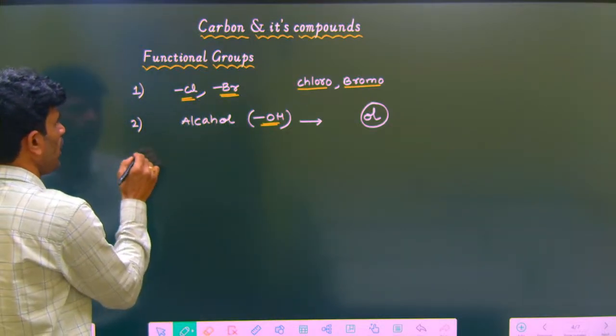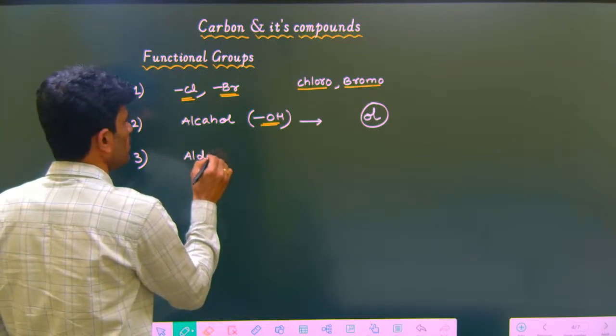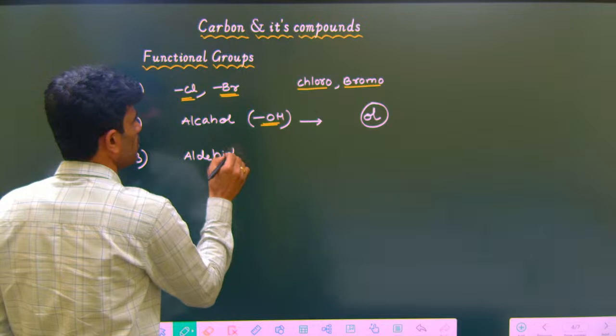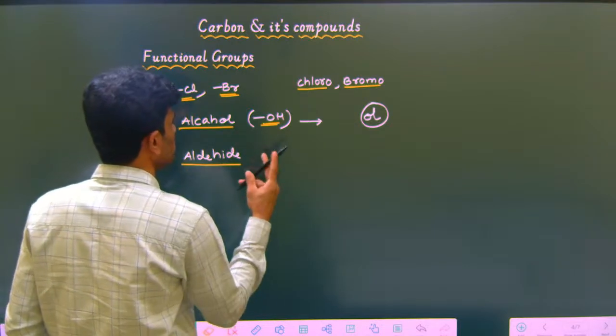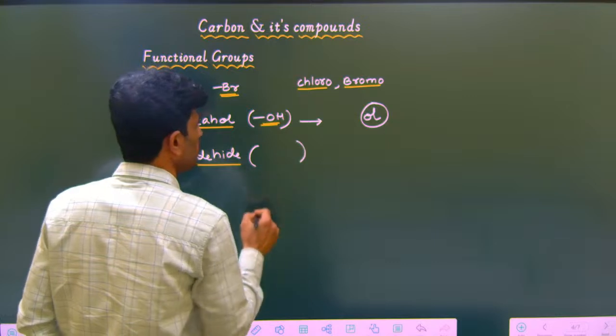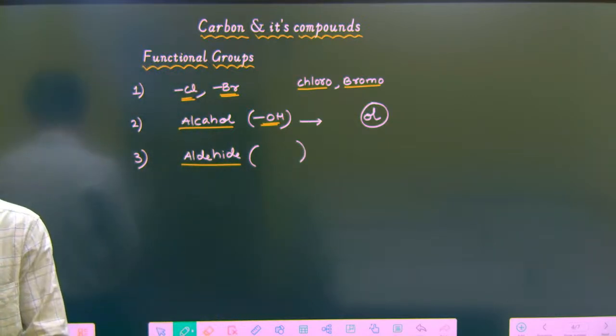Next we have the aldehyde group. I hope you know about it. In the aldehyde group, what is the symbol we have? Can anyone tell me what should be attached at last?